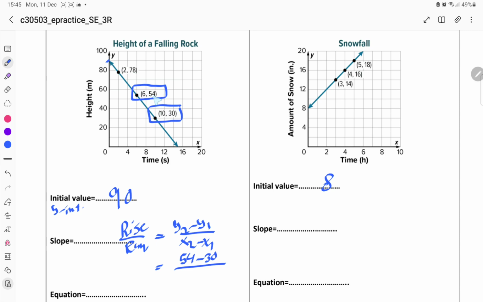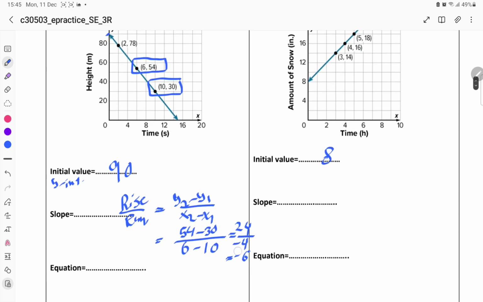I started with 54, so I must start with 6 also in the x. So 6 minus 10. 54 minus 30 is 24, and 6 minus 10 is negative 4. So it is 24 over negative 4. 24 divided by 4 is 6, but you have a negative, so the slope is negative 6.